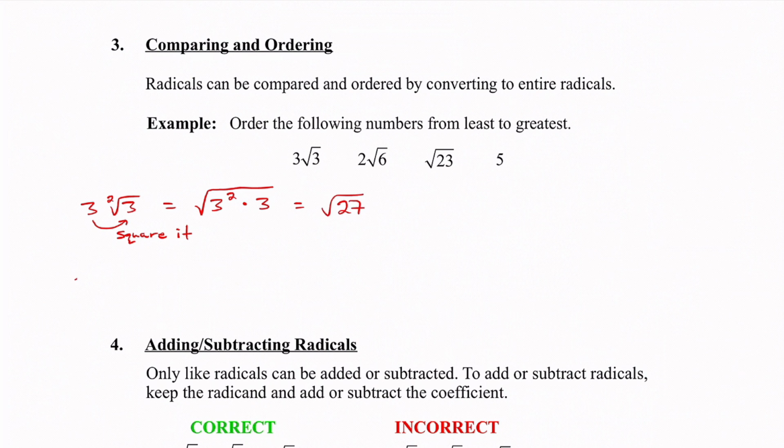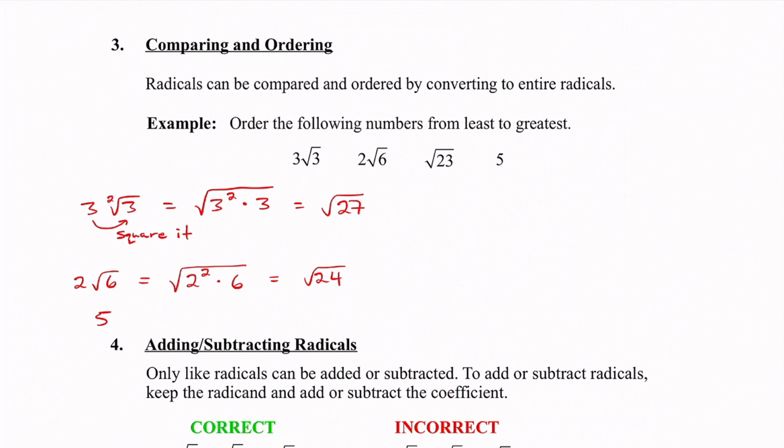For the next one there, 2 root 6, it's going to be the same process. When we bring in the 2, we're going to have to square it. So I got 2 squared times 6, all in the square root. And 2 squared times 6 is 24, so I have the square root of 24. And then root 23, that one's already done. That's already an entire radical.